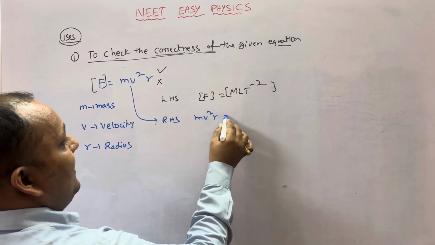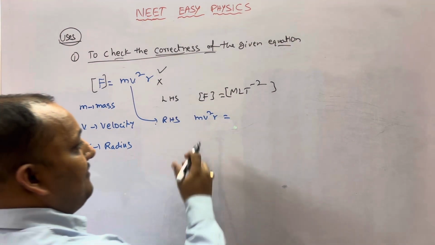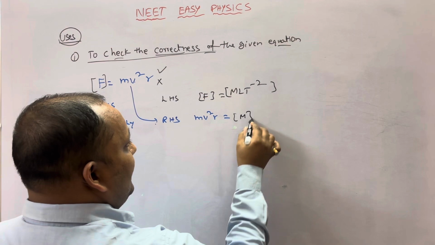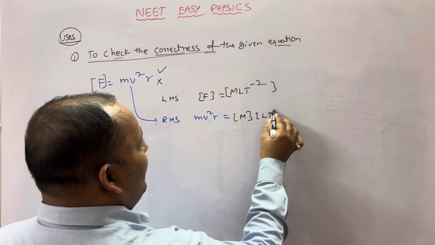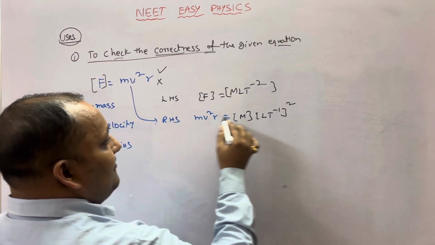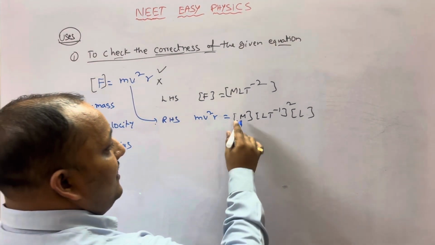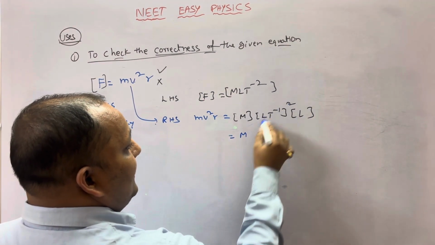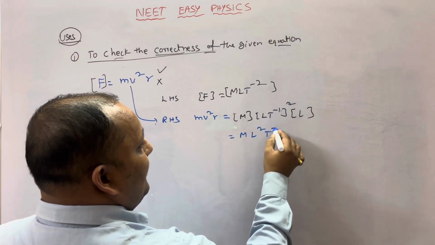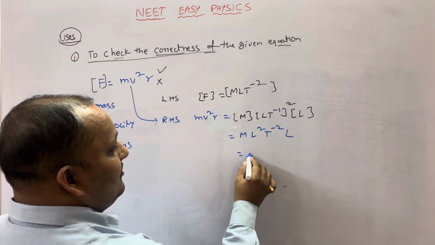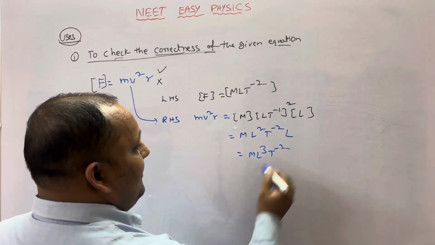M V square R. So what is M? Mass dimensional formula is M. What is velocity dimensional formula? LT power minus 1. What is radius dimension formula? Radius equals length. Therefore, M L square T power minus 2 L, so M L cube T power minus 2.